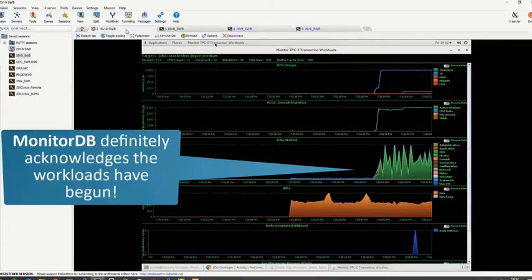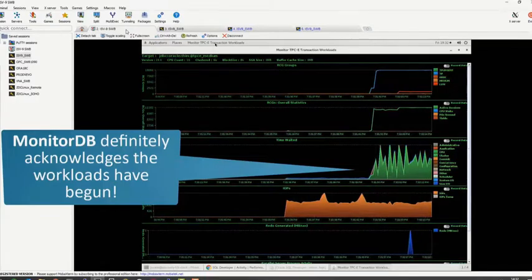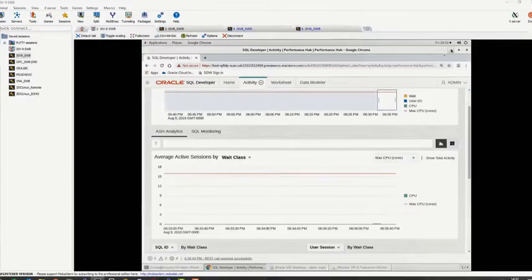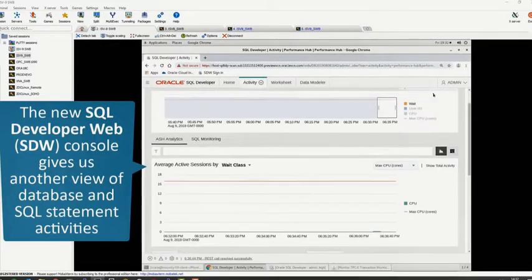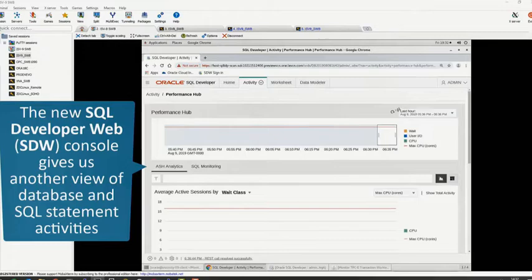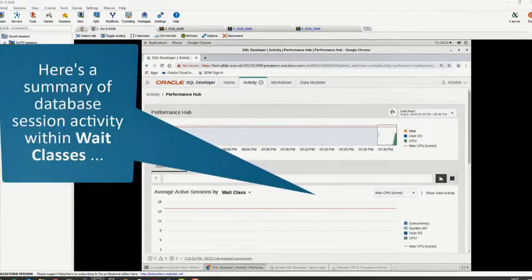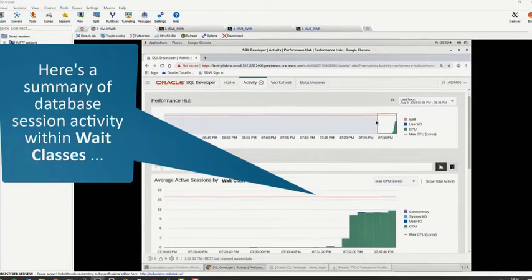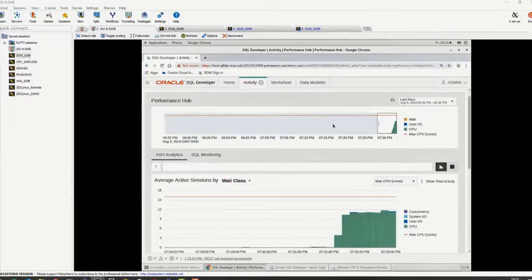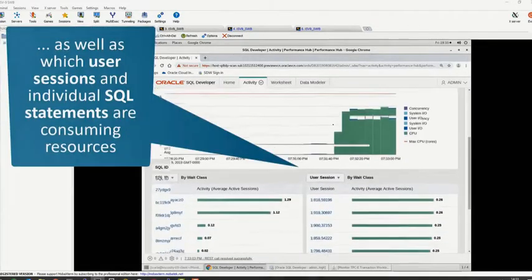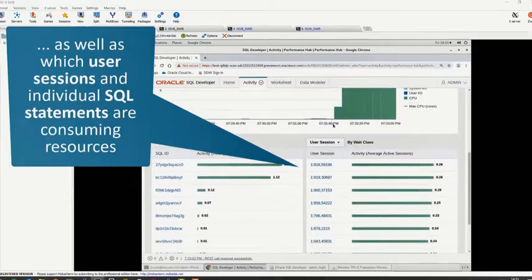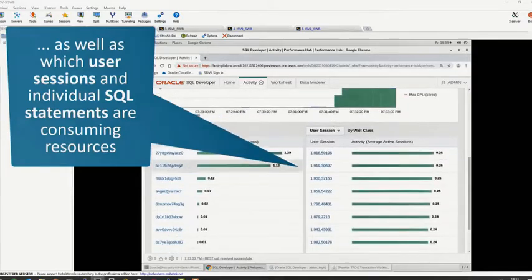You can see that MonitorDB recognizes that something is happening here, and some CPU utilization is definitely kicking in. I also leveraged the new SQL Developer web console to keep an eye on what was going on inside the database instance at this point. So you can see here's our CPU starting to crank up, and I can scroll down a bit and see the individual SQL statements, including the individual sessions as well, that are contributing to this rather significant uptick in workload.